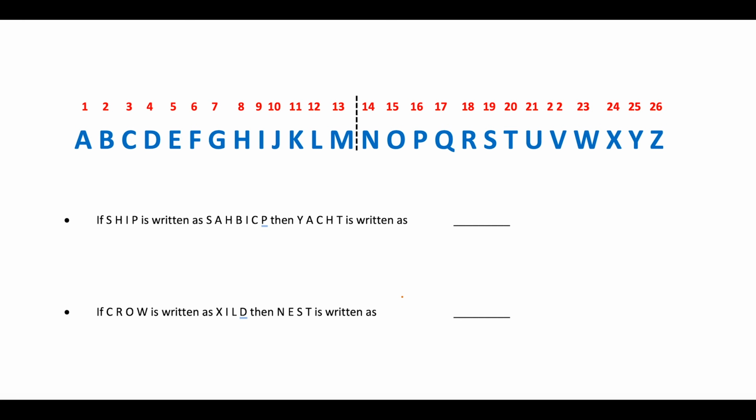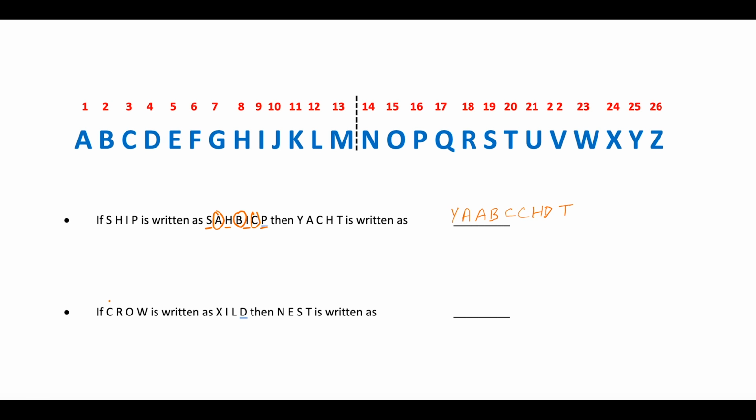Hopefully you're getting the hang of it now. Notice here again we've got the ship, S-H-I-P. We've added A, B and C in it. So we're going to leave the Y, leave a space A, leave a space C, leave a space H, and leave a space T, and we're going to add in A, B, C and D. Easy as that.